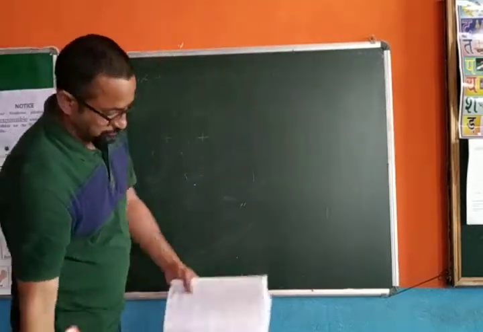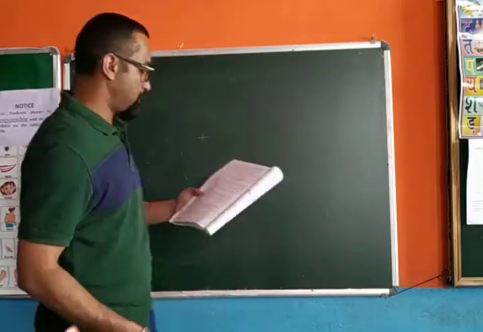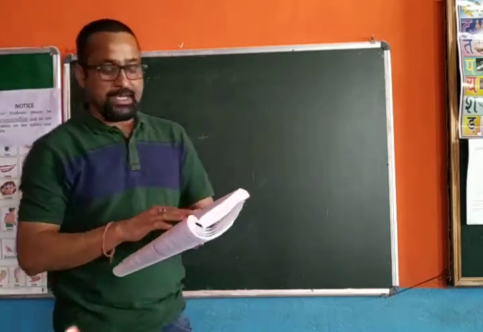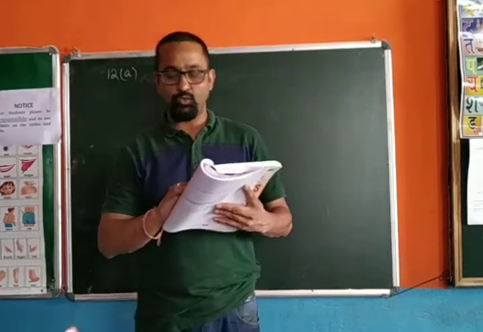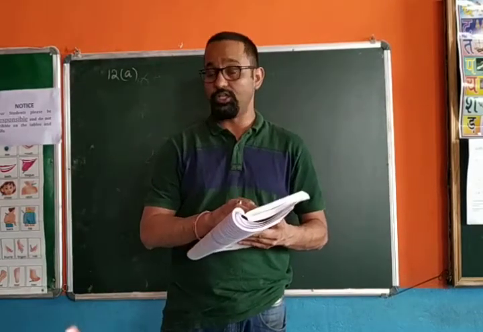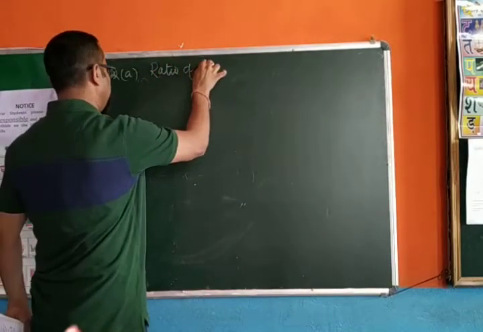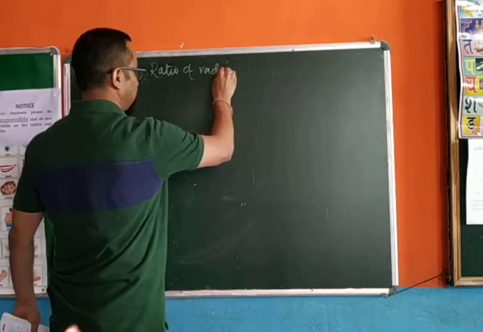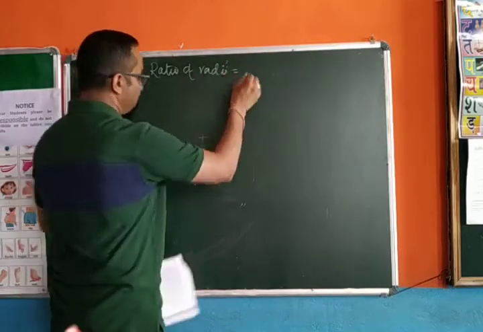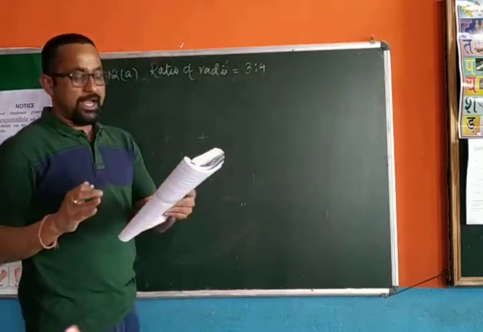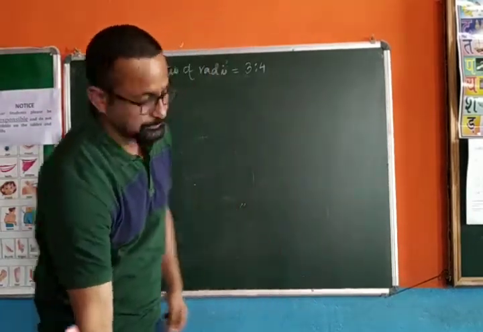Question number 12E. The question says that the ratio of the base radii of two right circular cones of the same height is 3:4. Ratio of radii is equal to 3:4, and they have the same height. Find the ratio of their volumes.